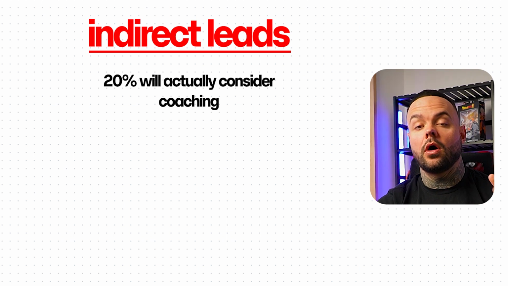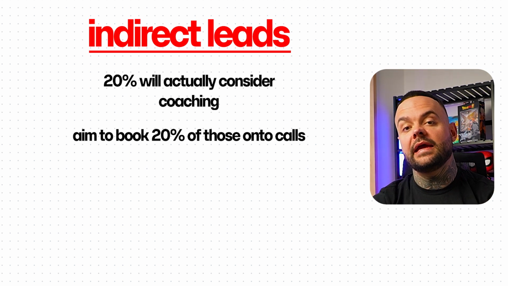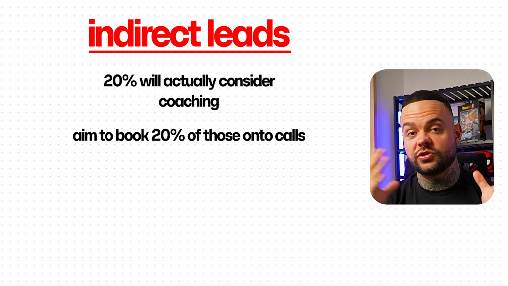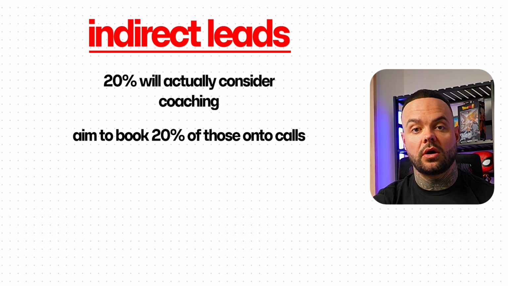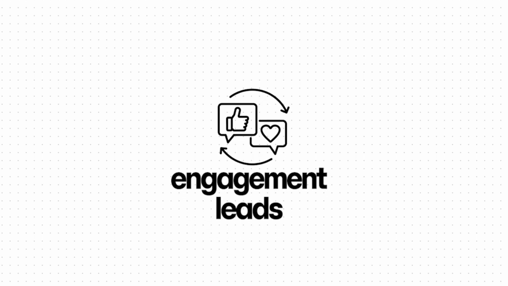So if you have 100 people that reach out for a resource over the course of a month, you should be aiming to book around 20% of those, which would be 20 people, onto a sales call, and therefore you can generate 10 sales. And finally, engagement-based leads, okay?